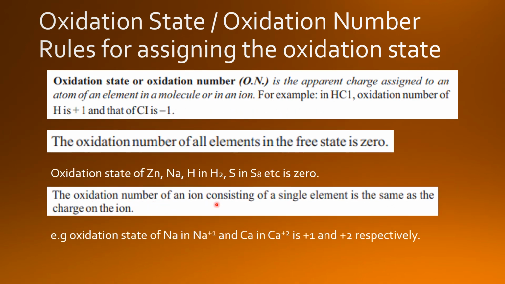The oxidation number of an ion consisting of a single element is the same as the charge on the ion. Just like the oxidation state of sodium is +1 because it can lose one electron. In the same way, calcium carries the oxidation state of +2 because it can lose 2 electrons. So the oxidation number of an ion consisting of a single element is the same as the charge on the ion. How much charge an atom may have, that will be the oxidation number of that atom.